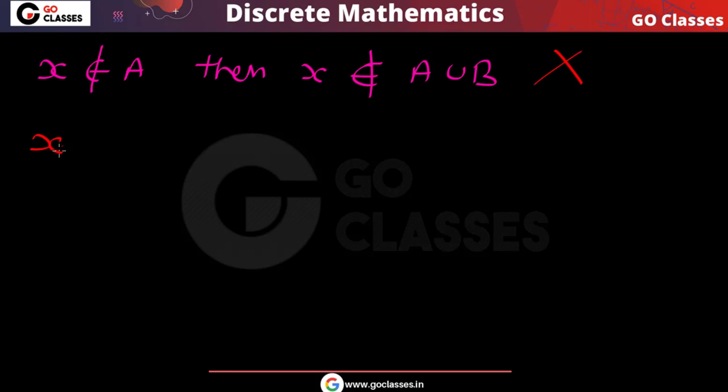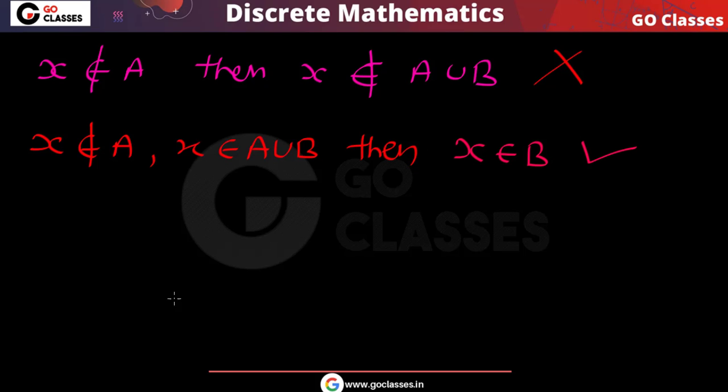Now see this statement. If x does not belong to A, but x belongs to A union B, then what can we say? Think about it. We can say that x belongs to B. So this is correct.